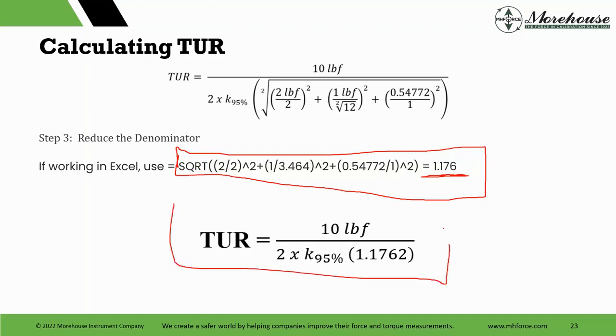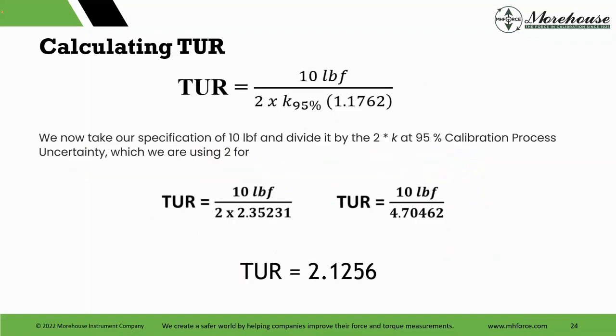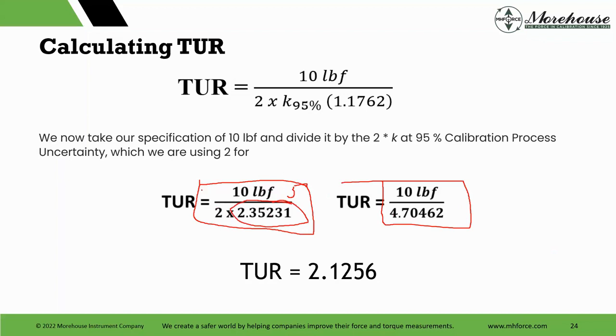So now we have TUR over 2 times the 95% confidence. At the end of this, we take our specification of 10, divide it by 2 at 95% process uncertainty, which we're using 2 for. So we have 10 divided by this number, and that becomes 10 divided by this. To confuse people, don't mean to, but you'll get the same number if you took half this and divided it by this. But anyway, I prefer to write it out.